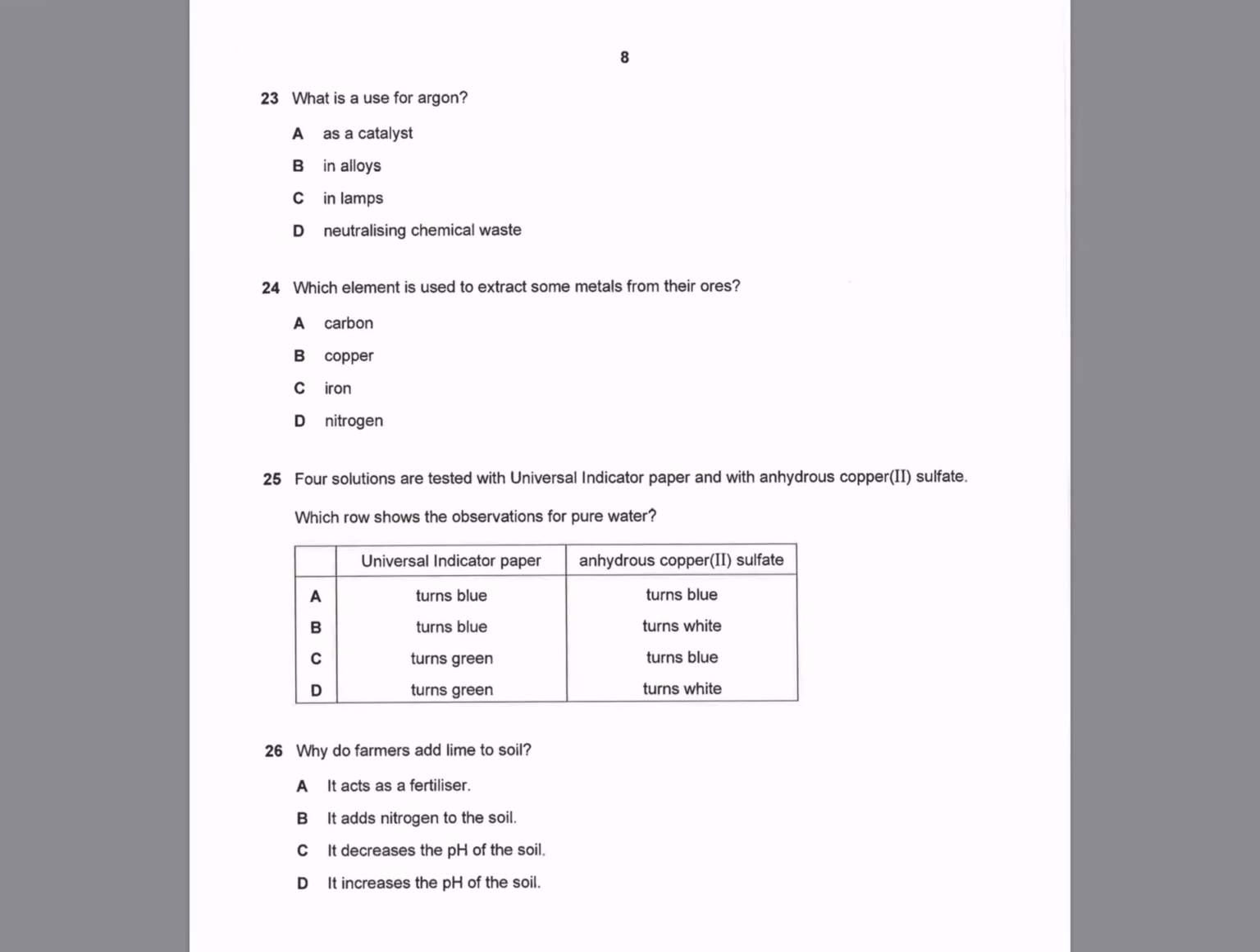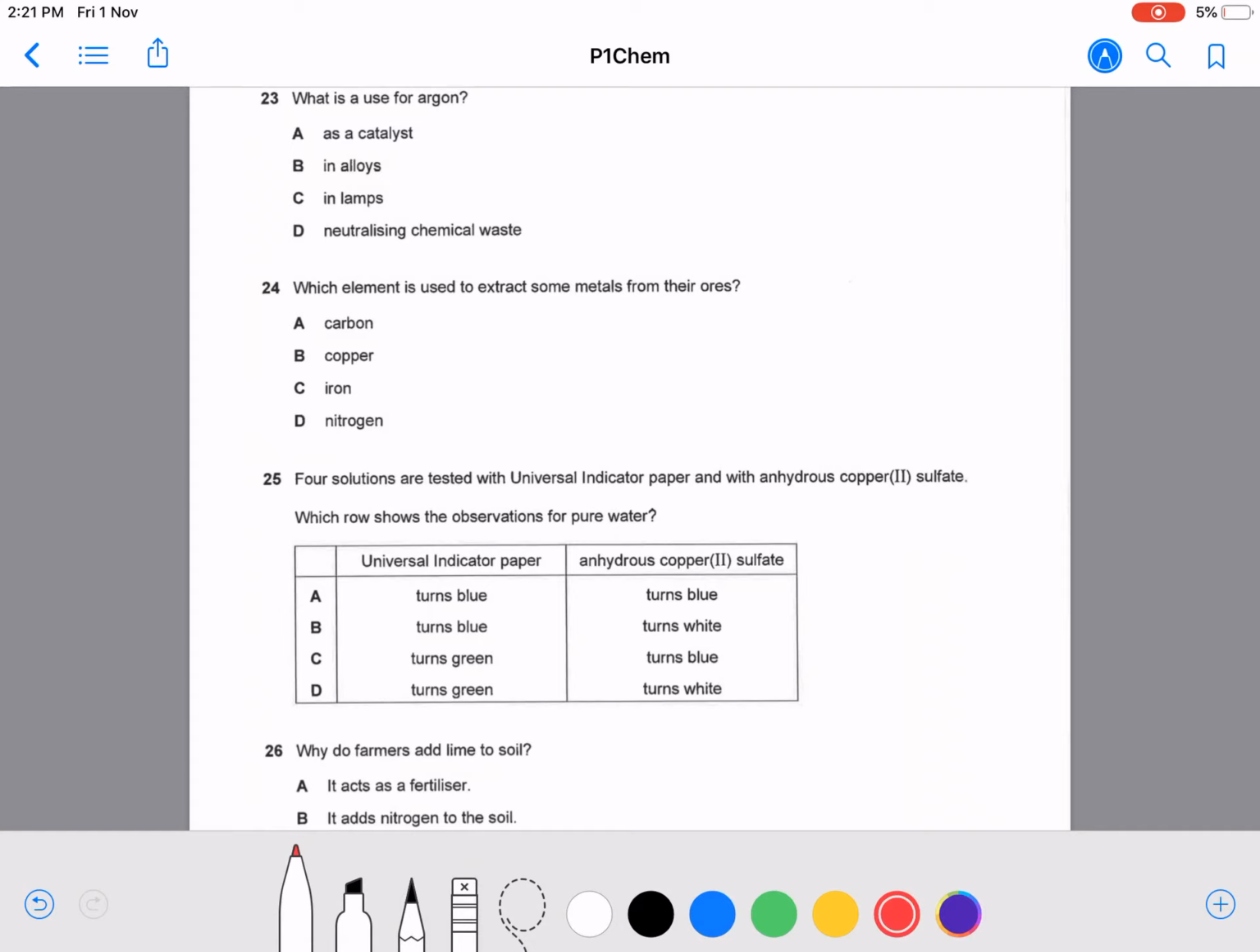What is used for argon? Argon is a noble gas. It's used in lamps. 24. Which element is used to extract some metals from their ores? Nitrogen? No, it's very unreactive. Don't forget, nitrogen has a triple bond, 2 lone pairs of electrons. Iron? No, that's used in the ammonia synthesis, N2 making NH3, so it's not that one. Copper? No, we get copper by reduction with this element. The answer is carbon.